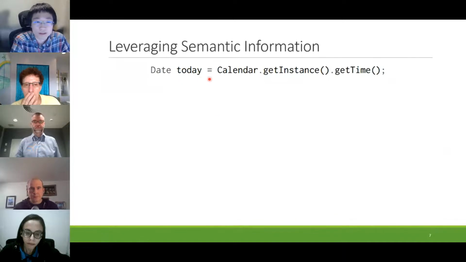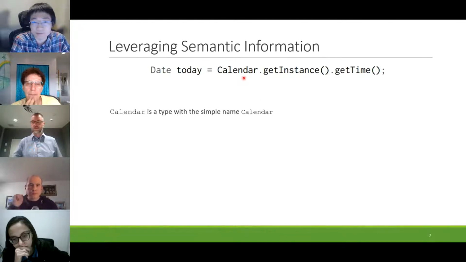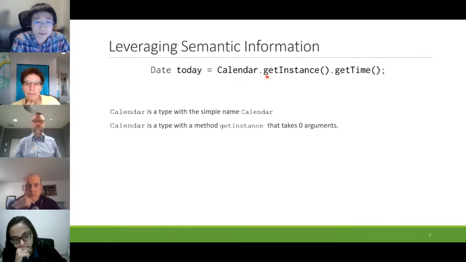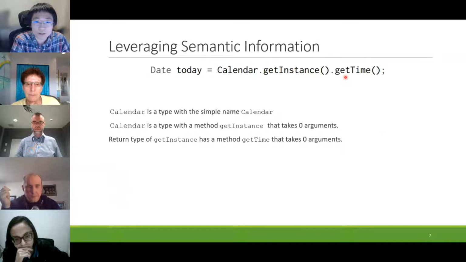Let's look at an example. Here we have a line from the code snippet before. From this line of code, we know a number of things. We know that Calendar is a type with a simple name Calendar. This Calendar type has a method getInstance, which takes 0 arguments and returns a type with a method getTime that takes 0 arguments.